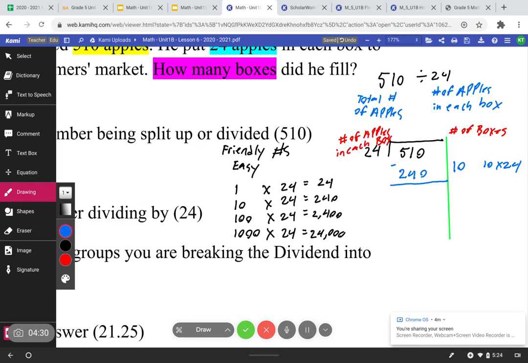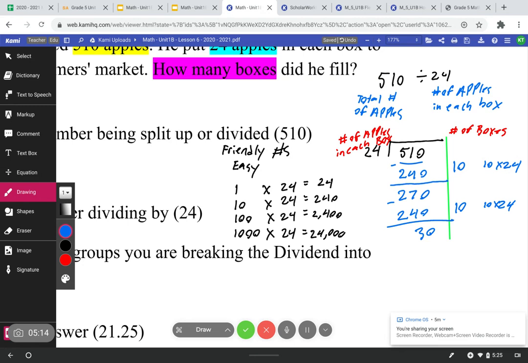So after I make 10 boxes, I'm going to have 270 apples left. Because remember, I originally picked 510 apples, but I made 10 boxes. So I packed 240. So I have 270 apples that have not been packed yet. So from our friendly numbers, which one is the closest to 270? I'm not trying to trick you, it is 240. So I'm going to make another 10 boxes. 10 times 24 is 240. So how many apples do I have left?